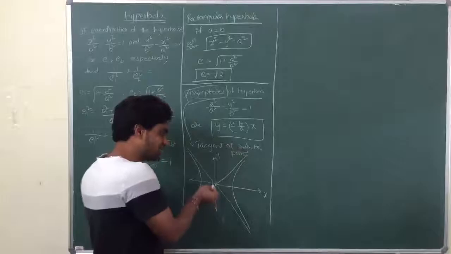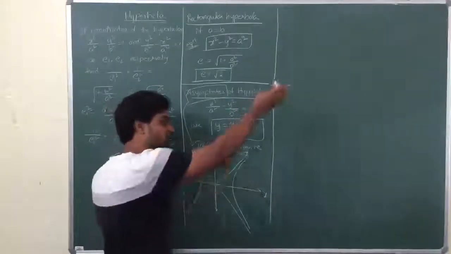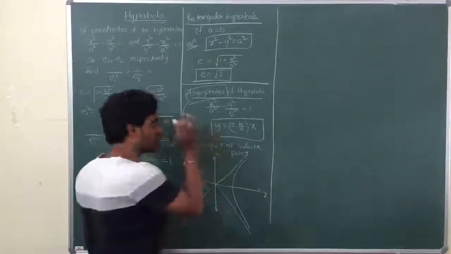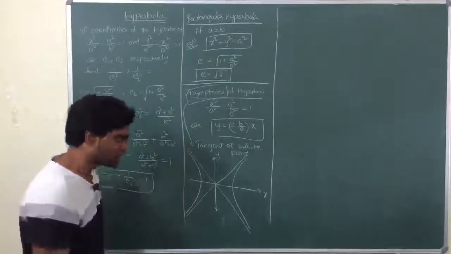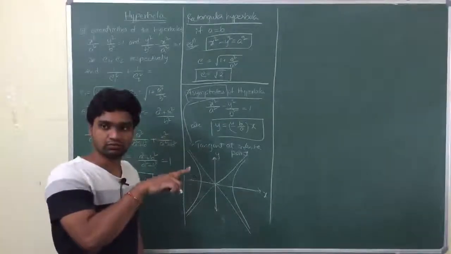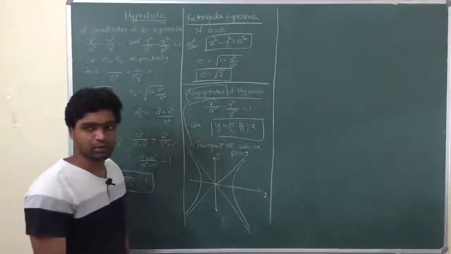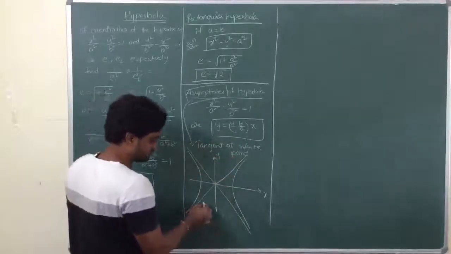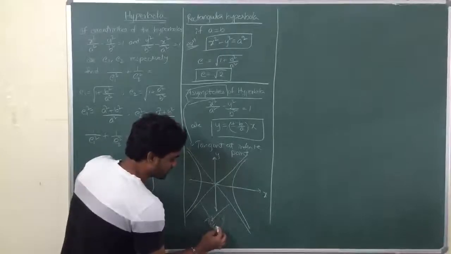Tangent seems to touch the hyperbola. Maybe the line touches at infinite point. It seems like that, but it never touches. That is the meaning of asymptote. Tangent at infinite point to the curve is known as asymptote to that curve. Now that we are discussing hyperbola, the asymptotes of hyperbola are y is equal to plus or minus b by a x. These are asymptotes.